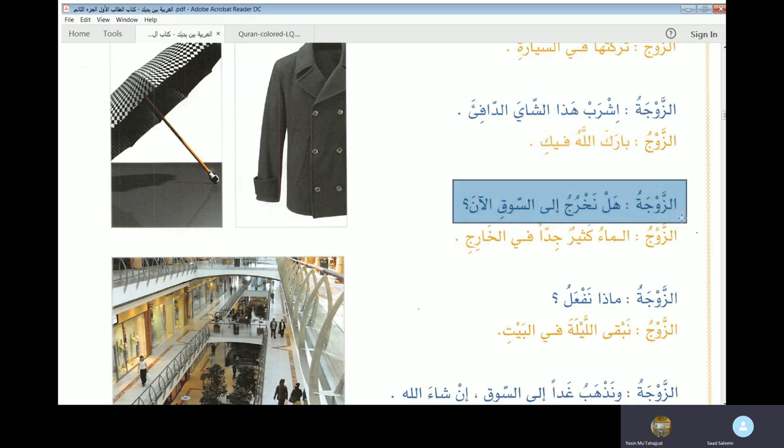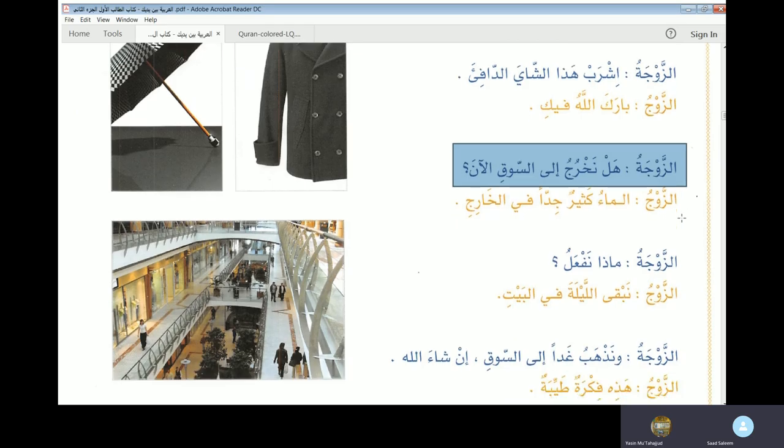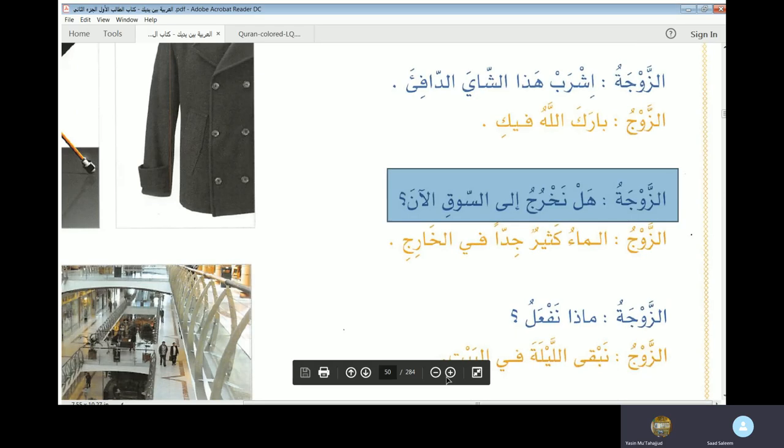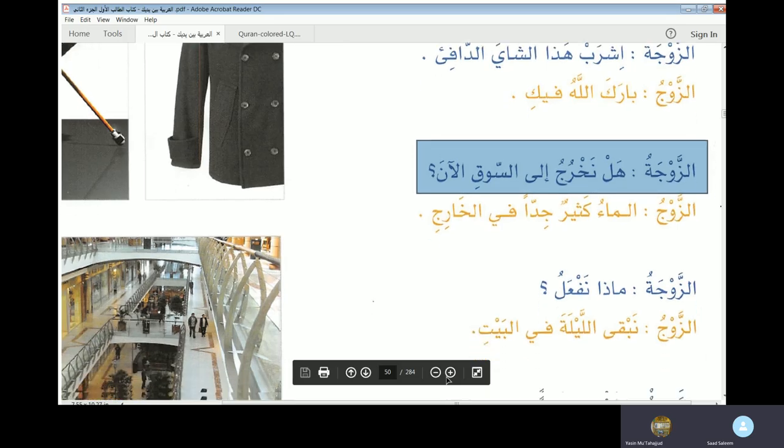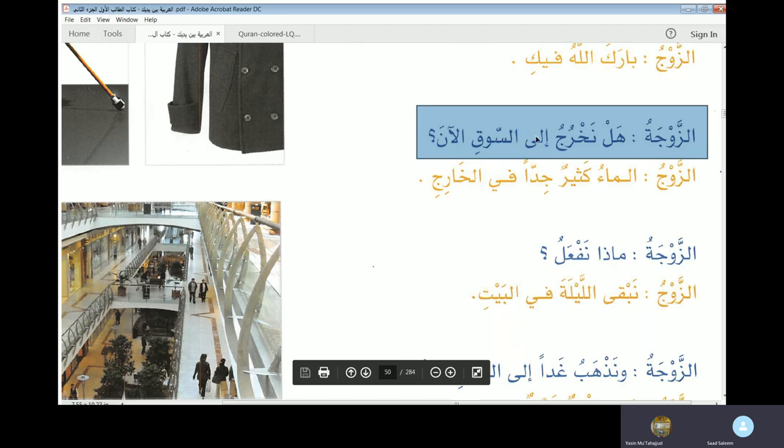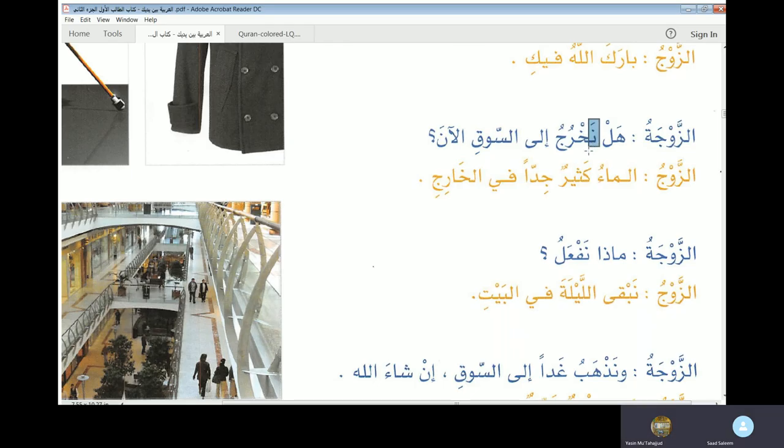Hal nakhruju ila as-suq al-an? Na means we. Will we go out to the market now?